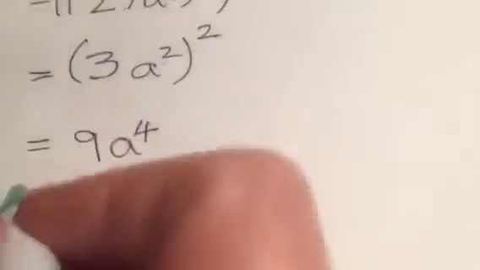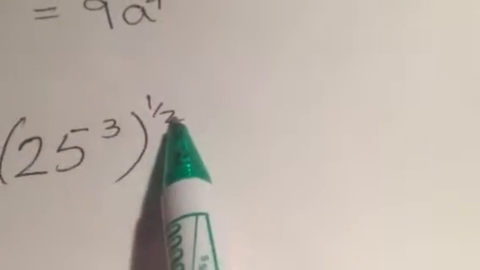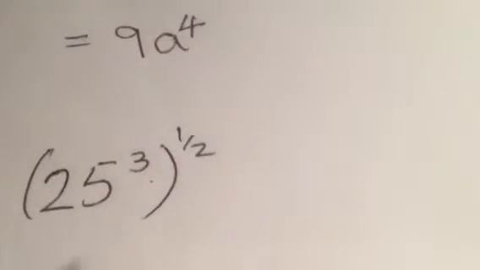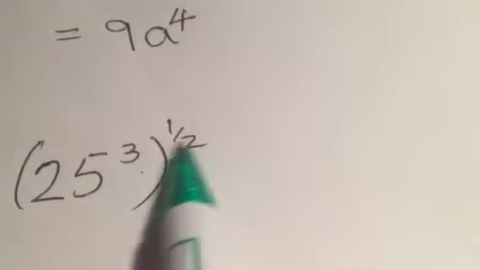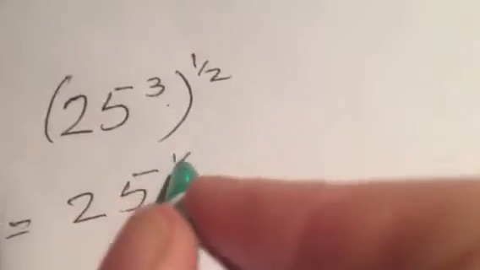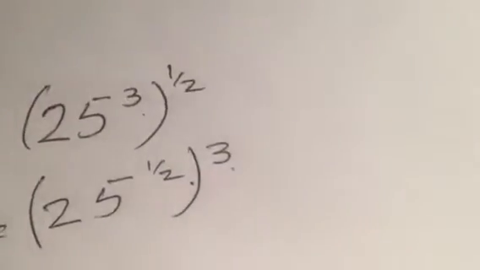If you've got things that are raised to a power, you can do 25 cubed to the half. Now you can think of that 2 ways. 25 cubed is very difficult to do, but when you multiply the powers together, you can multiply in any order. So 25 cubed to the half is the same as 25 to the half, cubed. You can do your half first and then your cubed. 3 times a half is the same as a half times 3.